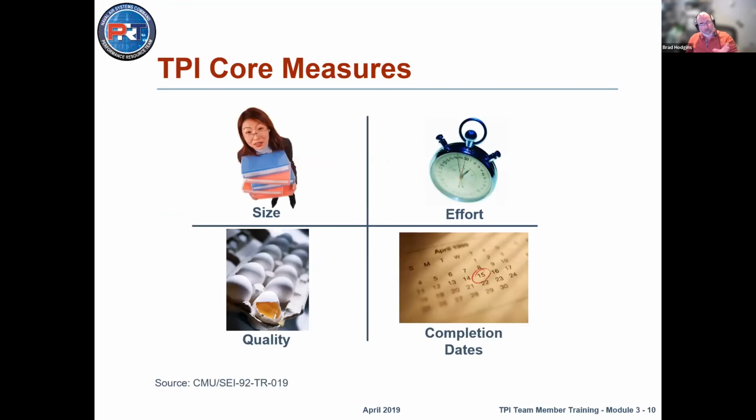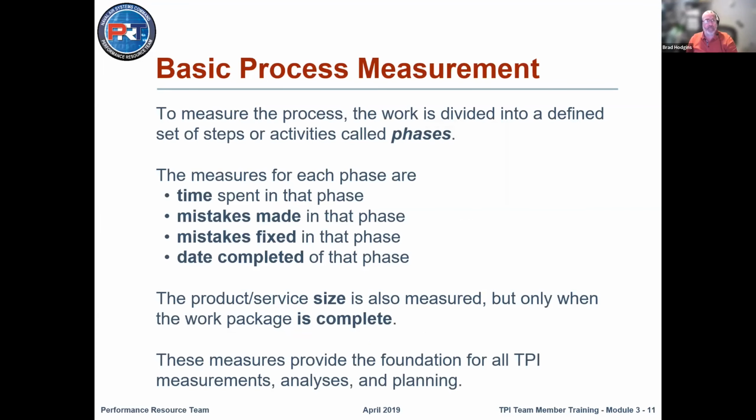So there are a couple of measures besides the 2 I just mentioned. Size. Effort, which is the time it takes you to do the job. Quality, which is your mistakes you've made and you've found and fixed. And then completion dates. Those are the only 4 things that we're trying to capture in here. And with that, all the other metrics are derived from these 4 raw measures.